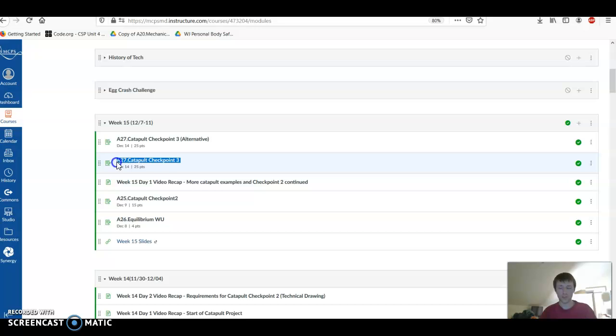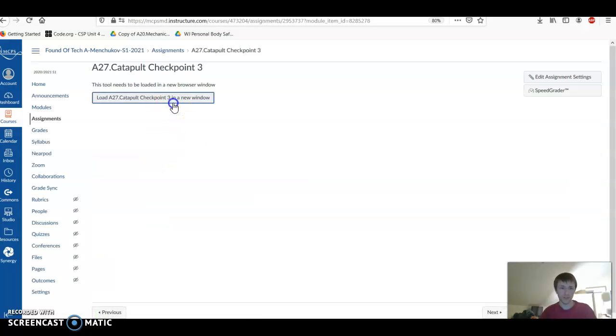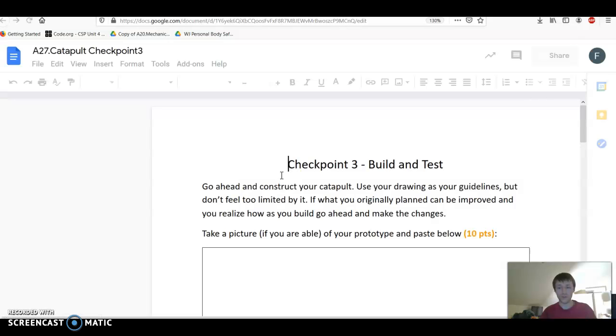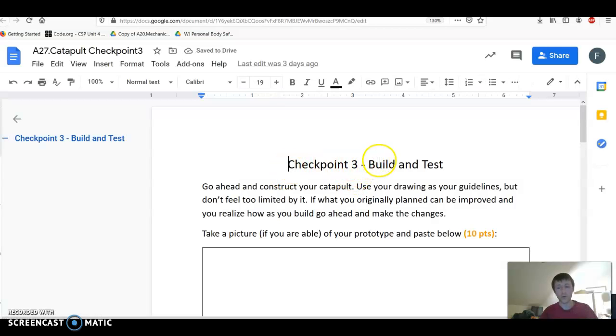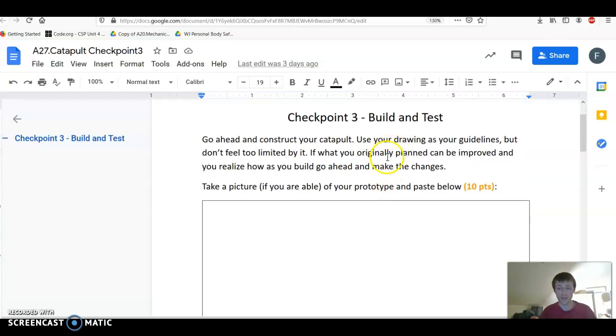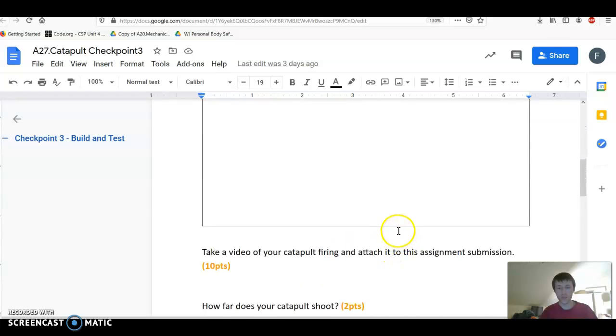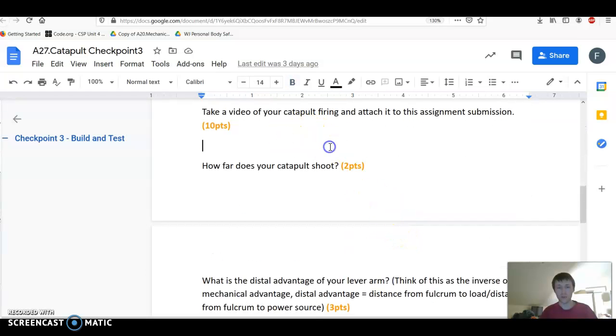For the regular version of checkpoint 3, let's take a look at that one first. What I'm asking you to do is very, very straightforward. I want you to build your catapult design. If it's different from what you drew, because what you drew turned out to not quite work, that's okay. But whatever it is, make it as best as you can. Take a picture of your catapult below, and then underneath here, I want you to go ahead and take a video and attach it to your submission.